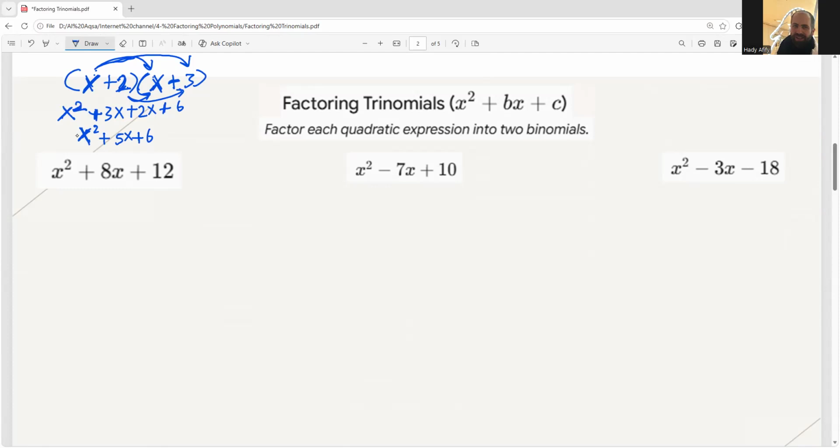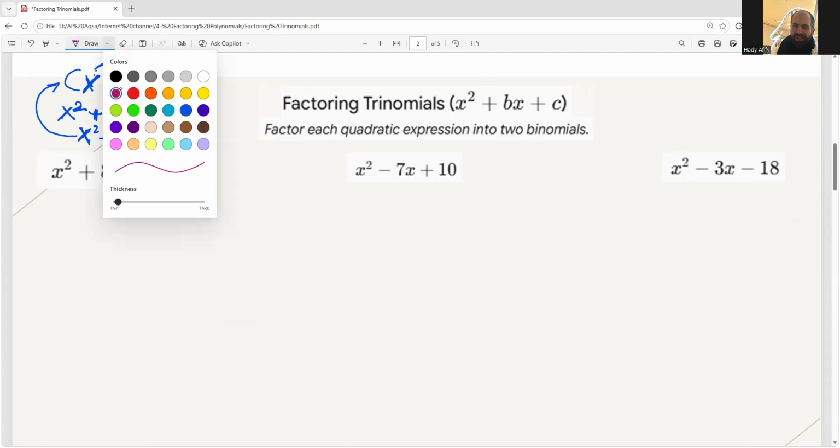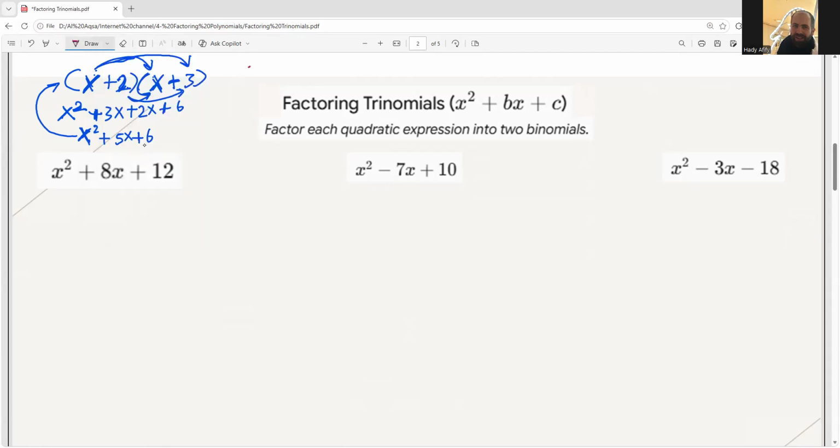Now I want to go back to the original form, and this is how we factor trinomials. We want to factorize this trinomial into two binomials. So the first step, I will look at the last term, and I will try to think of the numbers. If I can multiply them, I will get 6. So what are the numbers if I multiply them I get 6?